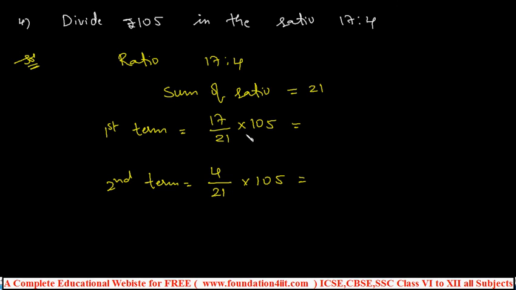We can cancel this. 21 ones are 21, 5s, right? 17 into 5 is 85. Same, 21 ones are 21, 5s cancel, 4 5s are 20. Yes, so in the 17:4 ratio, the amounts are 85 and 20. So the first term got more, 85 rupees, and this is the 20 rupees. Same, if you add both, you'll get again 105. Right? This is the basic way we can solve the problems.